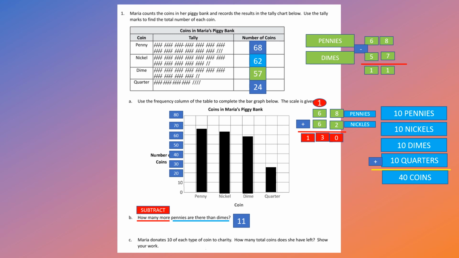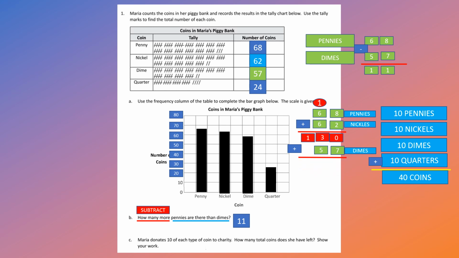Okay, so pennies plus nickels is 130. But I still have to add in dimes and quarters. So I'll go ahead and add my dimes to the number that I already have there. So I'm going to add my 57 dimes to my answer that I have so far.